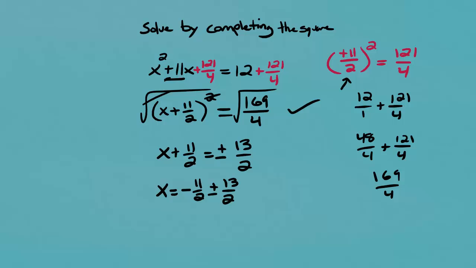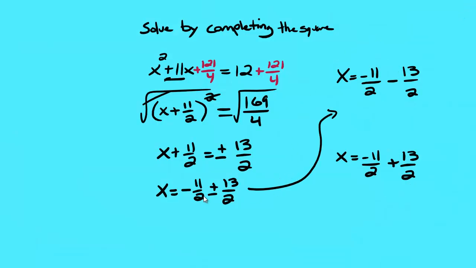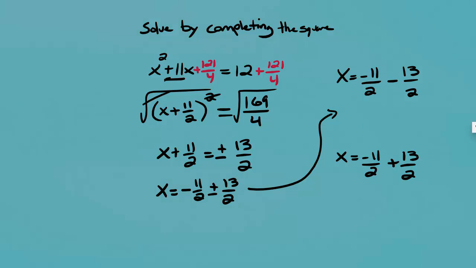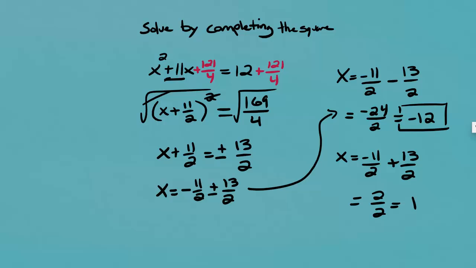And let me clean up my work over here, and I'll find these two answers. All right, all I've done now is I've split this up into negative 11 over 2 plus 13 over 2, and negative 11 over 2 minus 13 over 2. We'll deal with the minus 13 over 2 first. So I'm going to subtract these numerators. Negative 11 minus 13, this would be negative 24 over 2. And that reduces down to negative 12. It's my first solution. And in this case, I have negative 11 plus 13 over 2, which would give me 2 over 2, which is my second solution of 1.